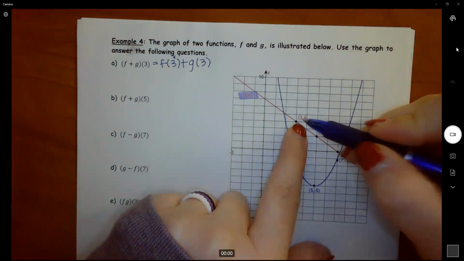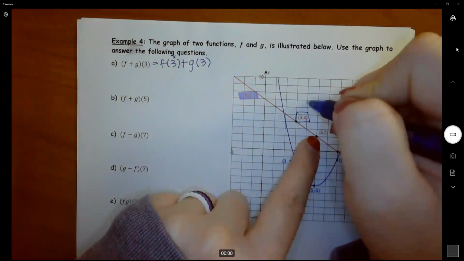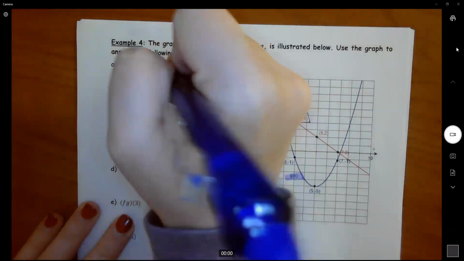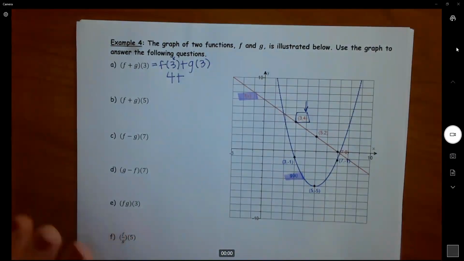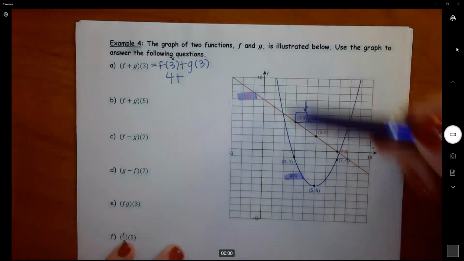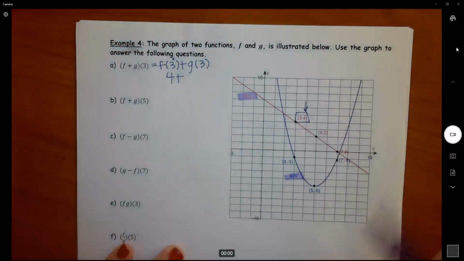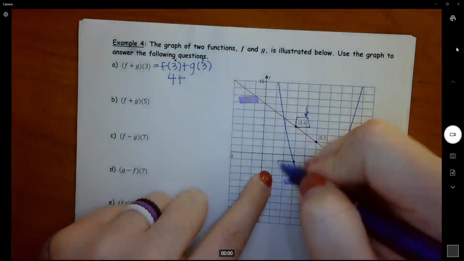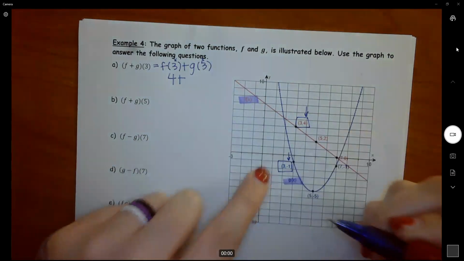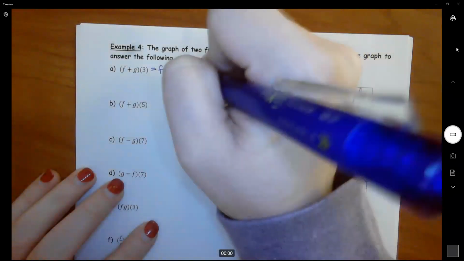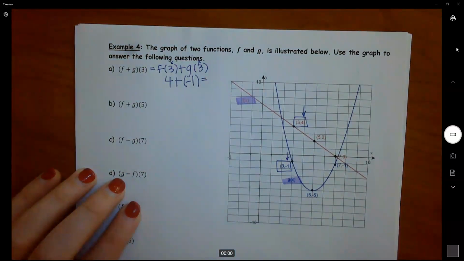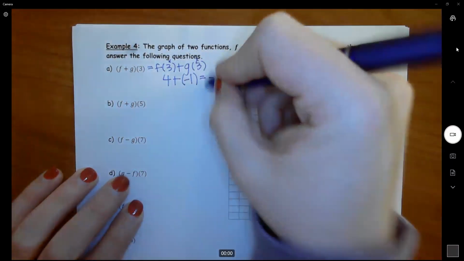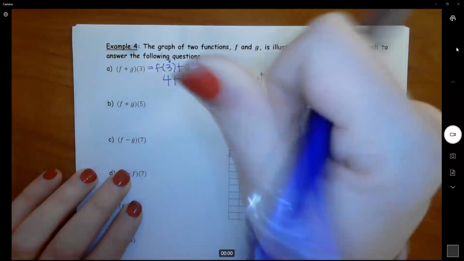When x is 3, my y coordinate is 4. So f of 3 is 4. Plus, now I'm going to look along my g function. When x is 3 on my g function right here, my y coordinate is negative 1. So 4 plus negative 1 equals 3.